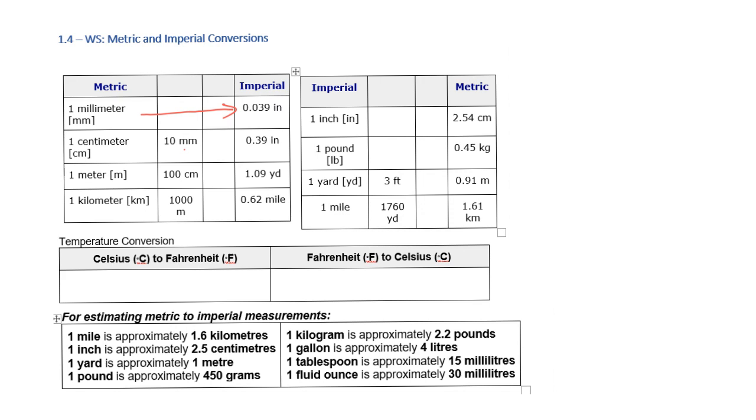Now, if you think about this, we have 1 centimeter is equal to 10 millimeters, which is equal to 0.39 inches, right? 1 meter is the same as 100 centimeters, which is the same as 1.09 yards, okay? Now, 1 kilometer is the same as 1,000 meters, which is the same as 0.62 miles.